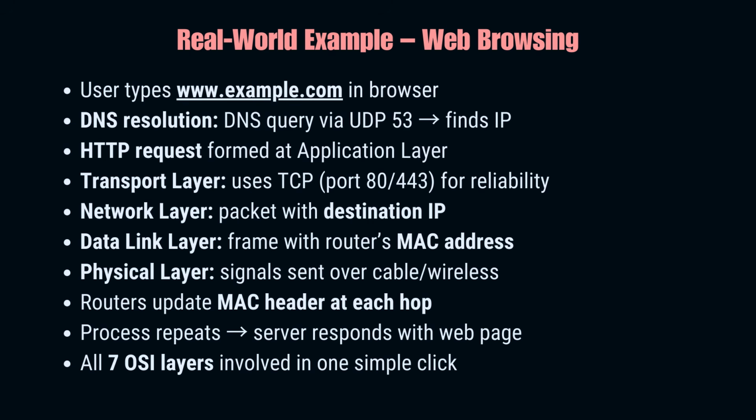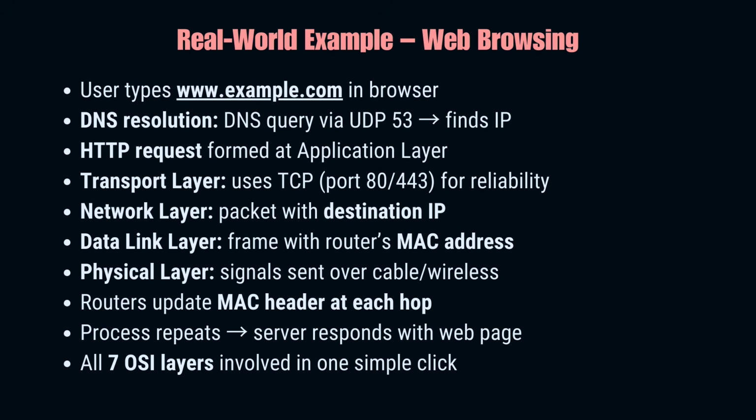Let's trace exactly what happens when you visit a website, demonstrating all OSI layers working together. First, DNS resolution occurs when your computer queries DNS servers to convert www.example.com into an IP address, involving application layer DNS protocols, transport layer UDP on port 53, network layer IP addressing to reach DNS servers, data link layer Ethernet frames on your LAN, and physical layer electrical signals over cables.